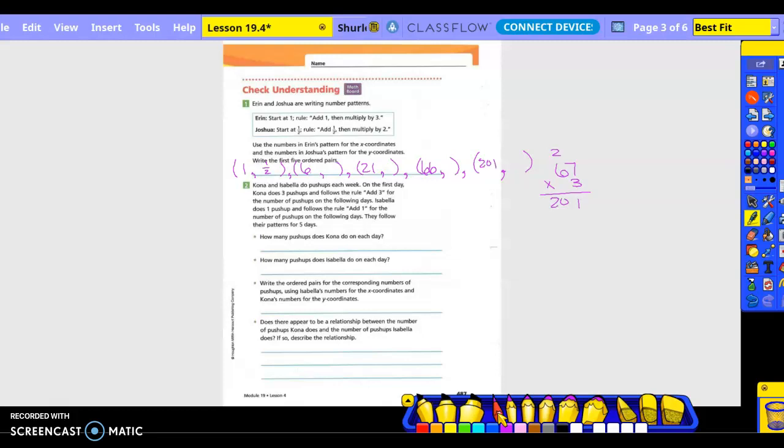Okay, now Joshua's rule is start with half, then add half and multiply by 2. So half plus half is 1 times 2 is 2. Okay. 2 plus half is 2.5. That would become what? 5 halves times 2 equals 5 because the 2's cancel each other out, right? Then you're left with 5. 5 plus half is 5.5, right?